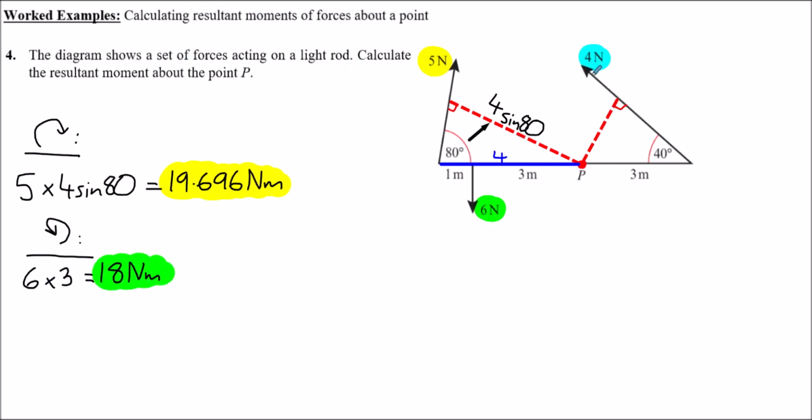And for the 4 Newton force, I need to work out the perpendicular distance from the line of action of the force to P, this dotted line here. Again, looking at this triangle here, I know that the hypotenuse is 3 meters. I want to work out the side opposite to the 40. If I was working out the adjacent side, it would be the hypotenuse cos the angle, so 3 cos 40, but because I want the opposite side, it'll be hypotenuse 3 multiplied by sine of the angle, so 3 sine 40. So the moment from the 4 Newton force is the magnitude of the force itself, 4 multiplied by 3 sine 40.